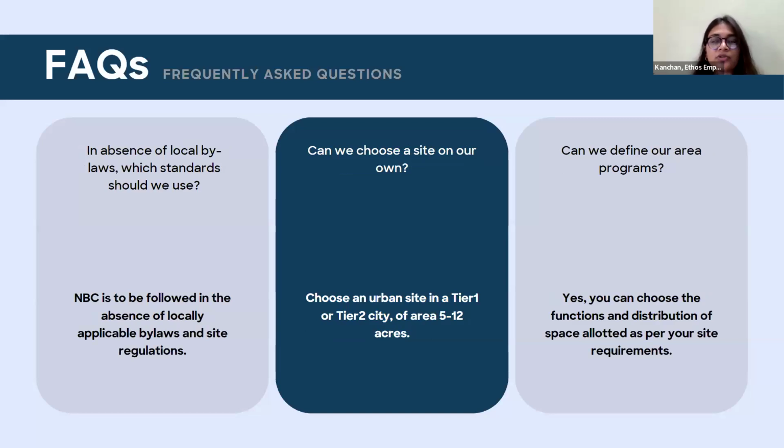Of course, you're allowed to choose your own site, just that it should be in an urban area, in a tier 2 or tier 1 city, and the area should be between 5 to 12 acres.